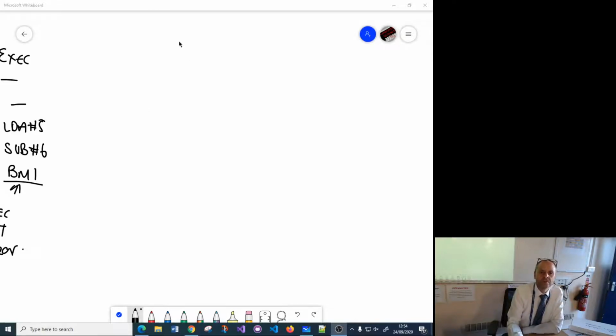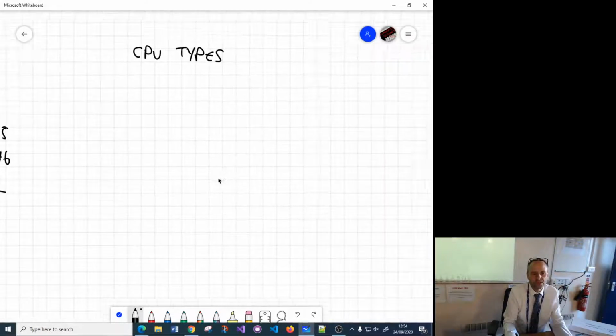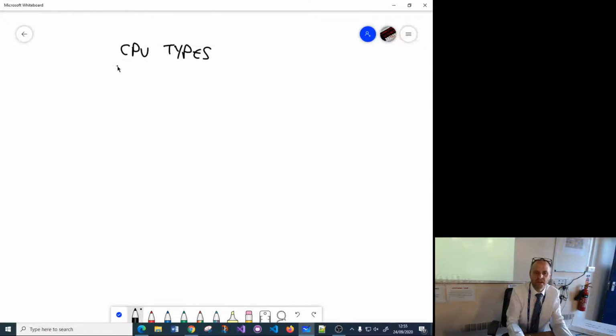Right, so CPU types. There are 4 classifications, and this was all decided by a guy called Flynn. I don't know whether that's why the guy in Tron's called Flynn. Might be, I don't know. But they've just got 4 acronyms. They tend not to ask this, but it's important to know them, I think.